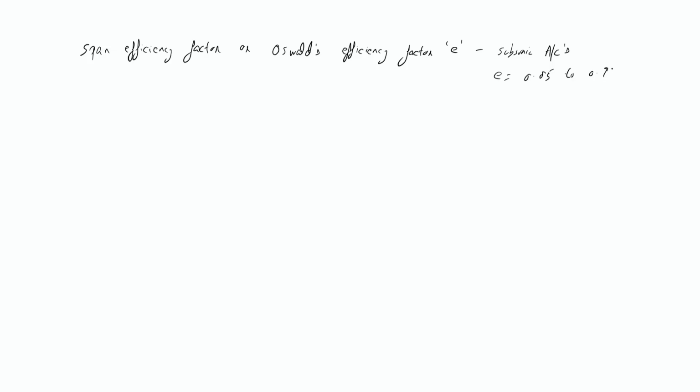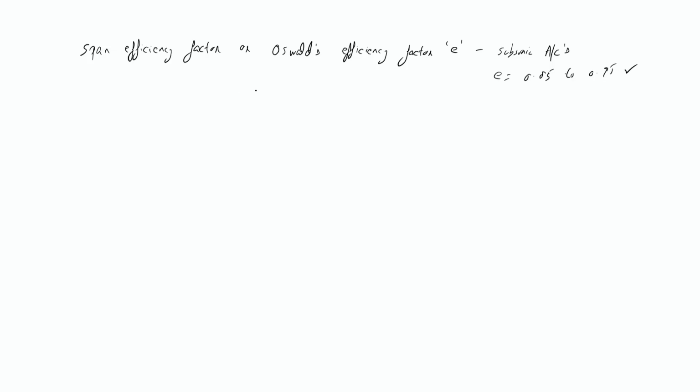efficiency factor. Alright, span efficiency factor, or it's also known as Oswald efficiency factor, denoted by e. Okay, so for subsonic aircraft, its e value is approximately 0.85 to 0.95. Okay, so this is always less than 1.